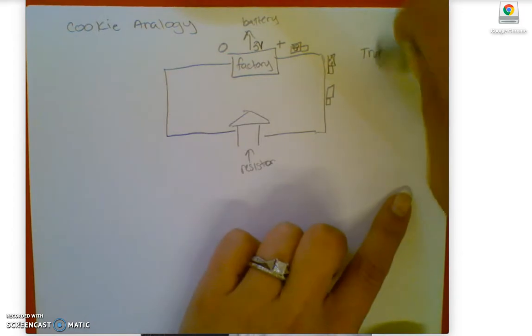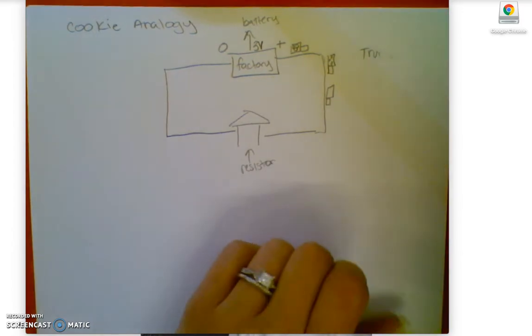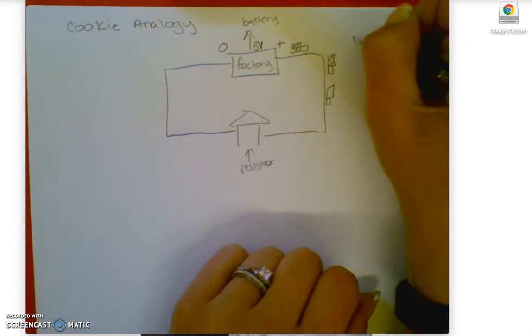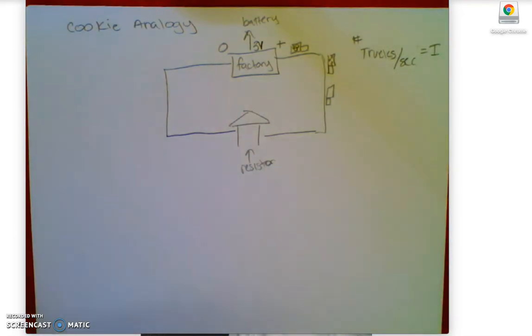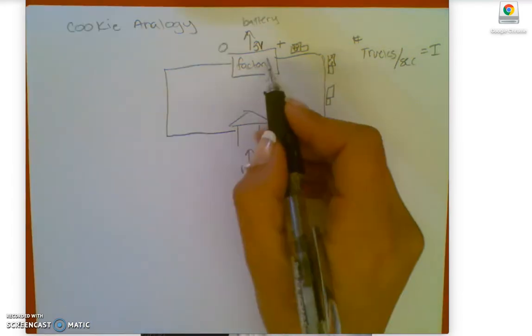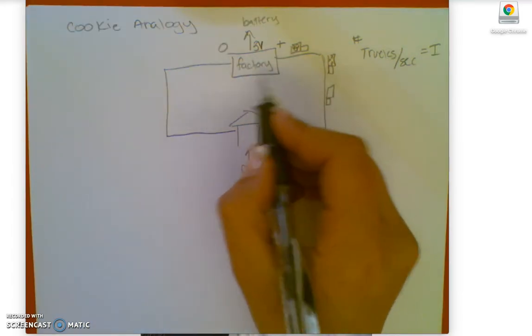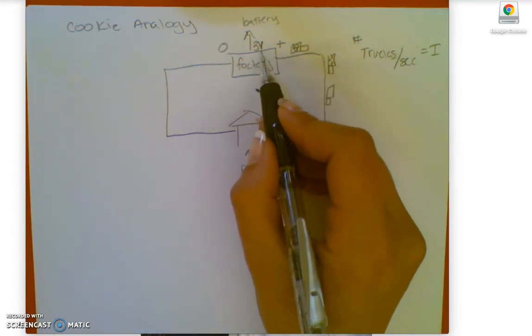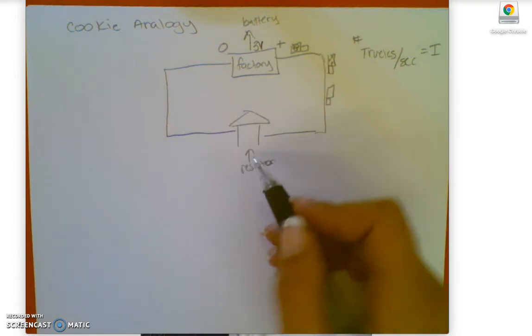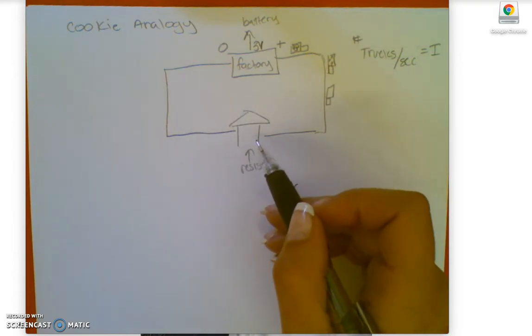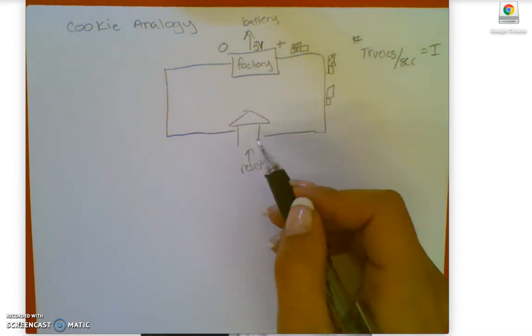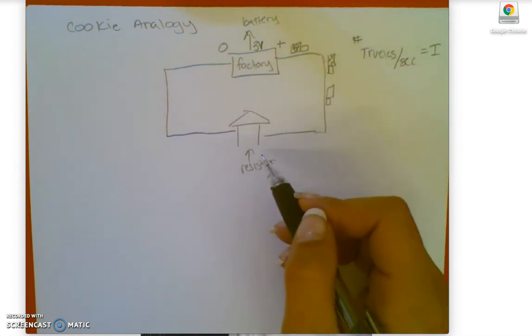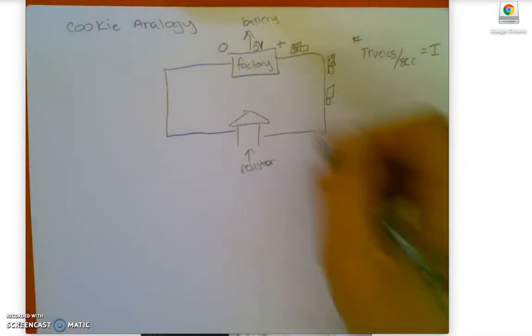The number of trucks per second is going to be equal or similar to our current. Okay, our number of cookies per truck that comes out of the factory, that's the voltage. Okay, and the resistor is basically how much this slows down. Okay, we're going to solve for that. Well, we can solve for any of these things.